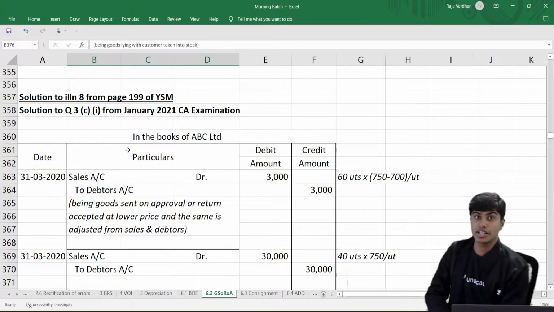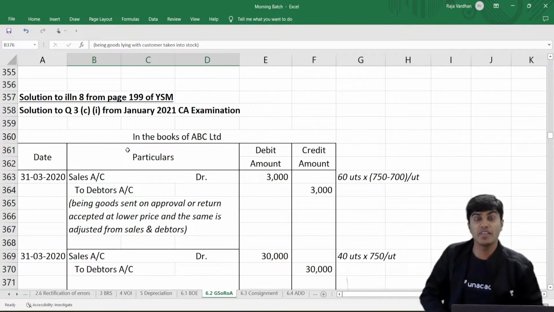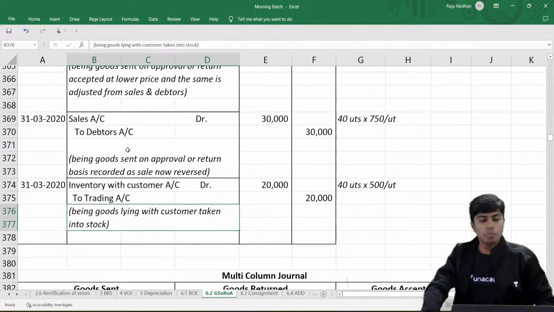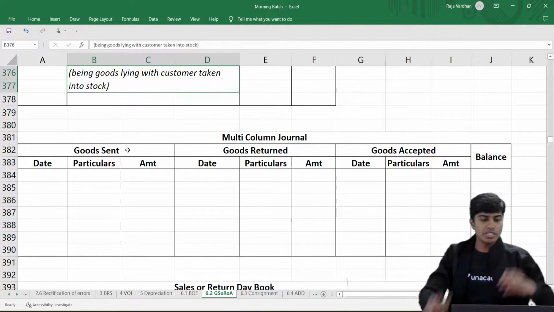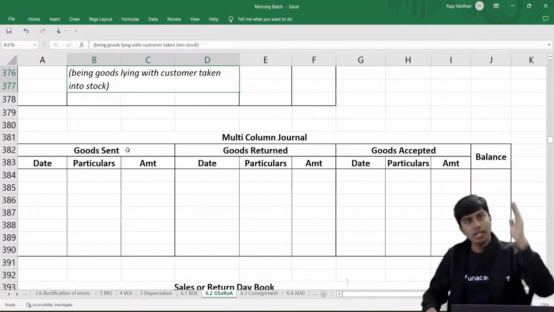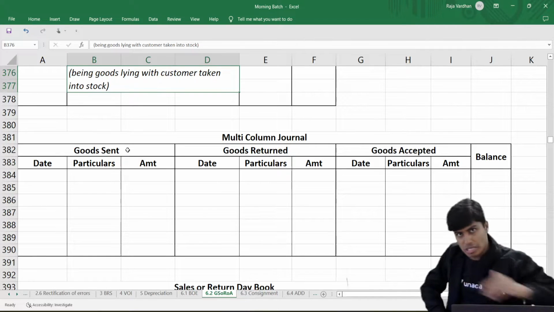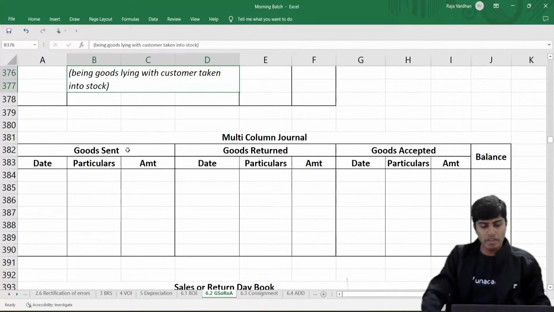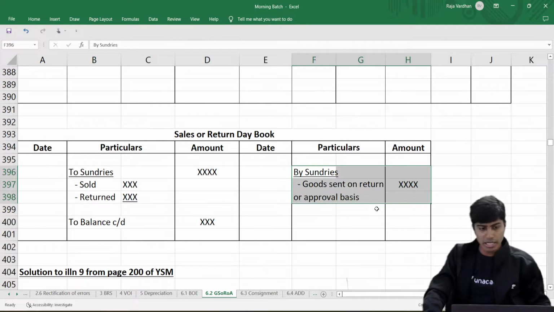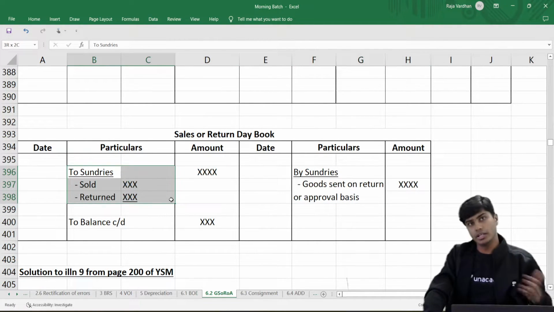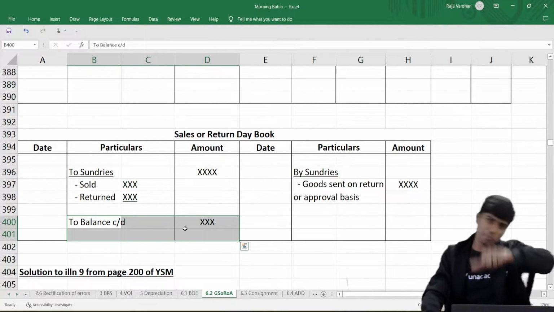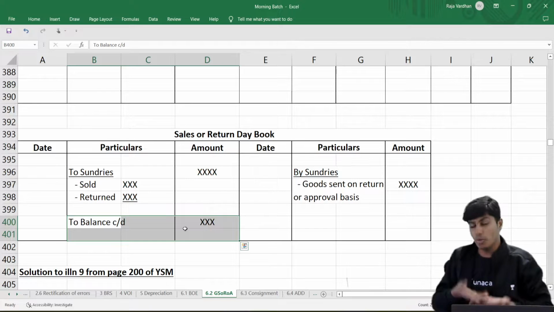Now, we also have certain transactions where the transactions are frequent or numerous, how to deal with them. We would have to prepare a multi-column journal, which is a three-set note: goods sent, goods returned, goods accepted, and the balance will be there. For each we write date, particulars, amount as the balance. And we also would have some questions based on sale or return day book, where goods sent will come on the credit. If it is accepted or returned, it will come on the debit. If not, the balance will again come on the debit. I had explained this to you in part 1.